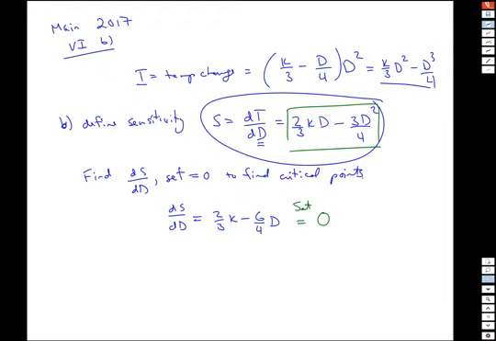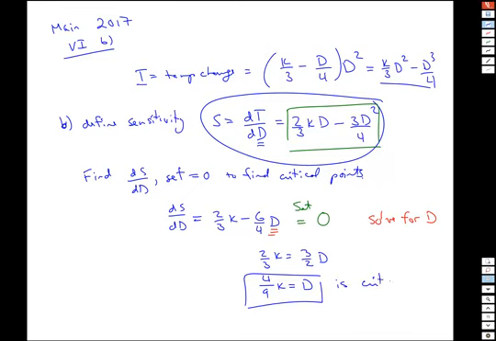Now, the only thing that's a little bit odd is we have lots of constants and variables. D is what we're interested in, the dosage. So we're going to solve for D. If we do that, we get 2/3 k equals 3/2 D instead of 6/4. We multiply, and we get 4/9 k is D. That is the critical point for the sensitivity.